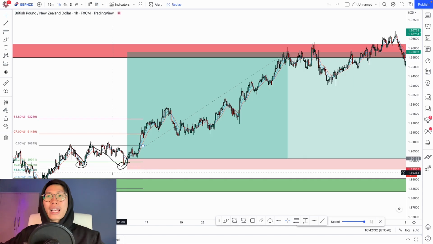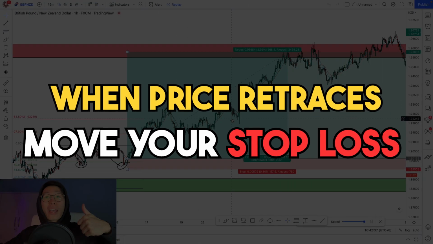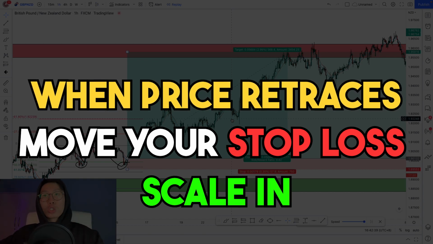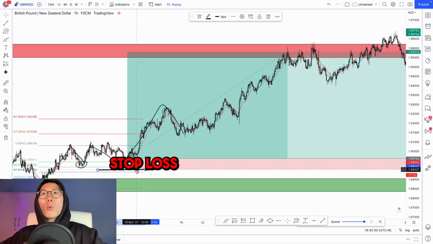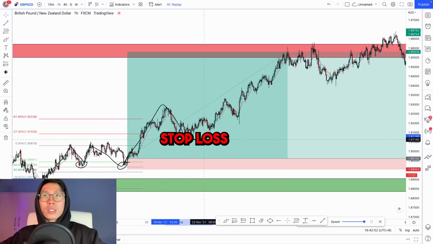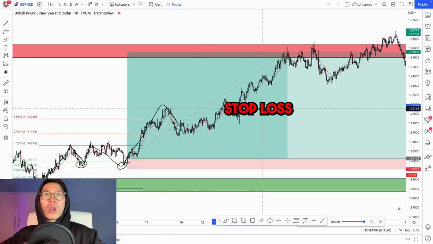And remember, as price creates structure, make sure you do two things: move your stop loss and also consider scaling into the trade. So right here, as price goes up and creates your new higher low, this is when you could have moved your stop loss from your original stop loss to the new higher low, guys. Move it right here, and as price goes up and creates new higher lows, keep on moving it.